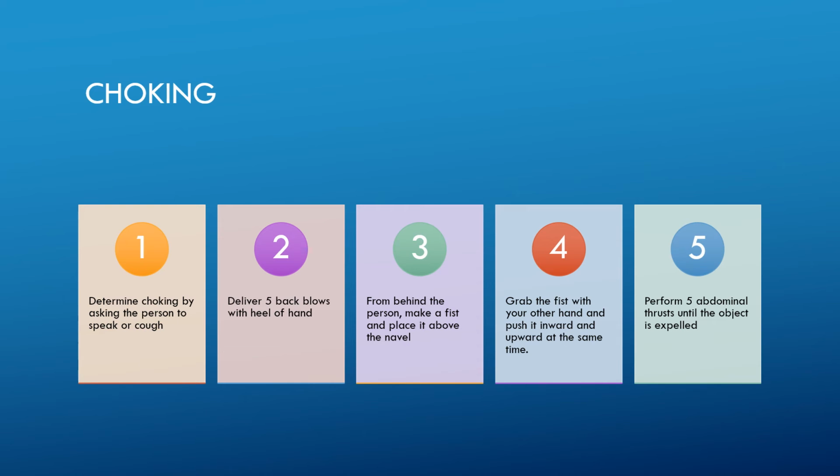Choking. Determine choking by asking the person to speak or cough. Deliver 5 back blows with the heel of the hand. From behind the person, make a fist and place it above the navel. Grab the fist with your other hand and push it inward and upward at the same time. Perform 5 abdominal thrusts until the object is expelled.